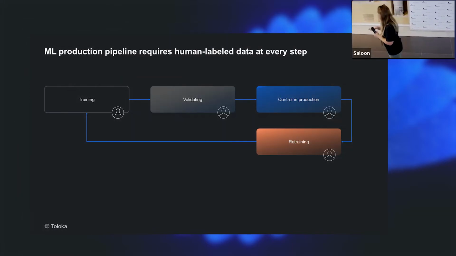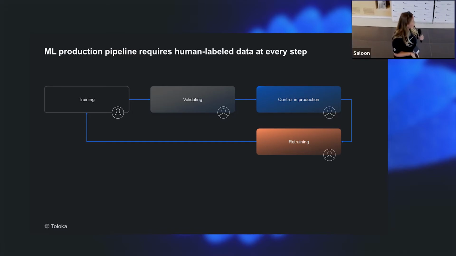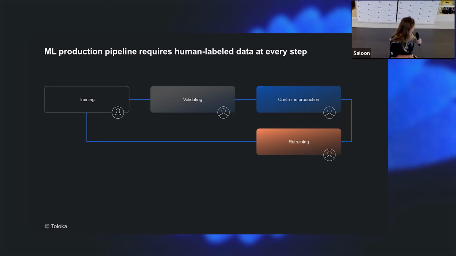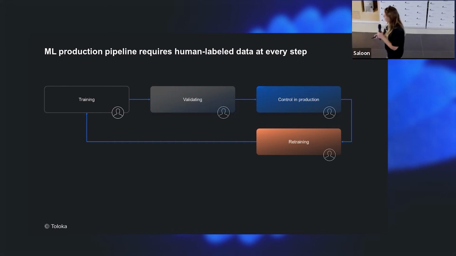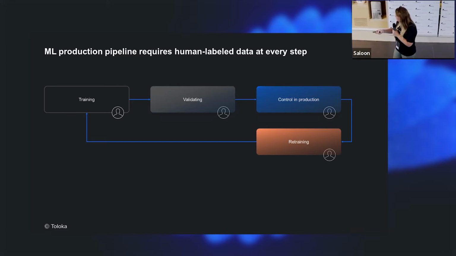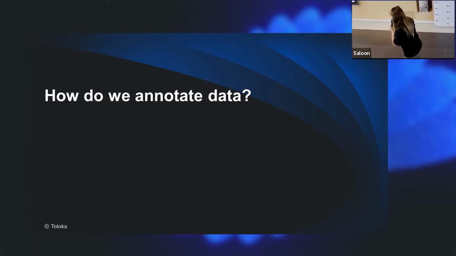So I have a revised version here of this pipeline where I added a human icon in each step. When you train your model, you need to annotate data. When you validate your model, the same happens. How do you know if your model is performing well in production? You need to get real labels to check it. And obviously, if you need to retrain your model, you need to label more data. So this was why MLOps should care.